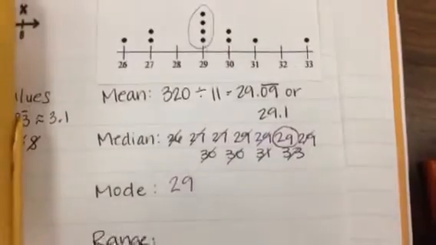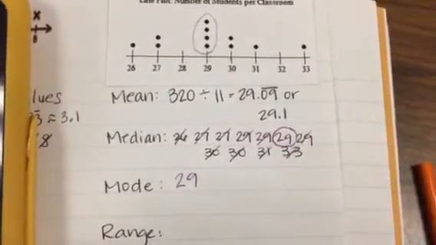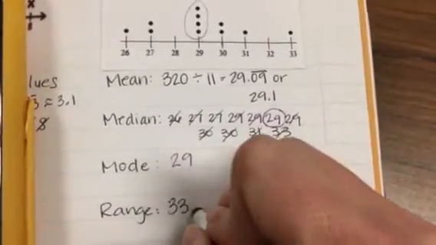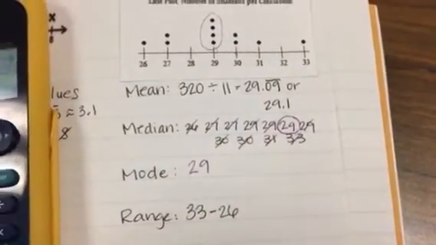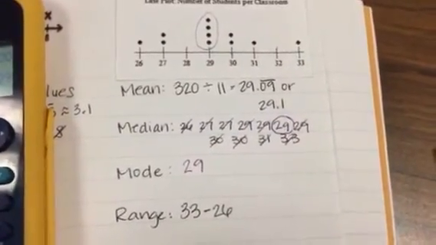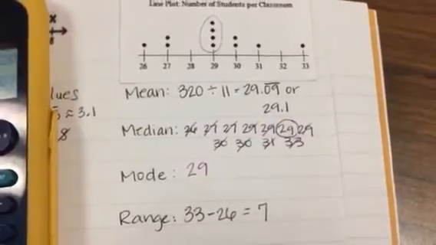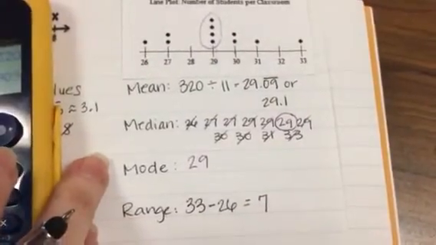It happens 4 times. And then the range is as simple as taking the highest or the maximum number, which was 33, and subtracting the minimum number or the smallest number, which was 26. So we're going to do 33 minus 26, and we have a range of 7. So if you didn't get that right, you can pause the video and you can fix it now.